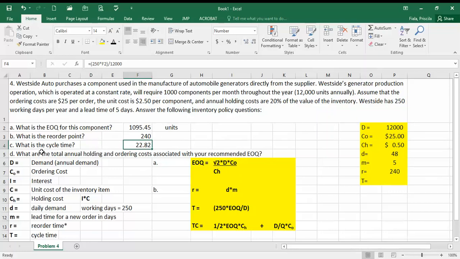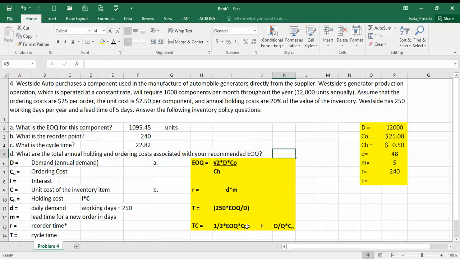And lastly, what are the total annual holding and ordering costs associated with our recommended EOQ or order quantity of 1095? And these are the formulas in order to get the total of both. You're going to calculate one, you're going to calculate the other, and then you're going to sum them. So right here, I'm going to be doing this formula over here, I'm going to do this formula over here, and I'm going to sum both to give your total costs. Okay, so let's follow this first formula right here, which is for your holding costs.